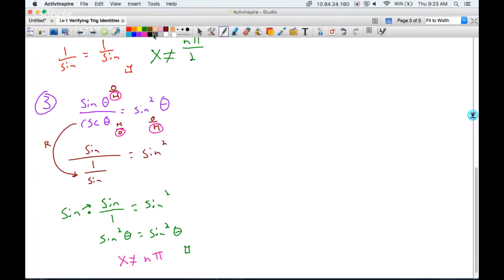All right, let's see, 4 is awfully similar to number 1. I think we can skip that. 5 looks like we're going to have to add in our Pythagorean identity, so let's do number 5. Not positive, let's just see what happens. All right, how about blue? Here we go. Sine theta tangent theta plus cosine theta equals secant theta.